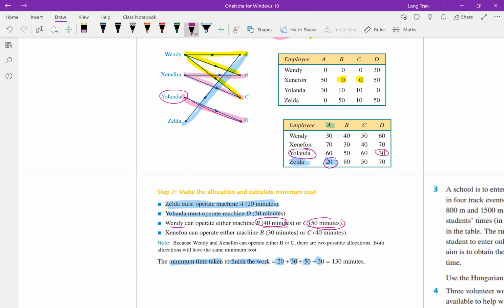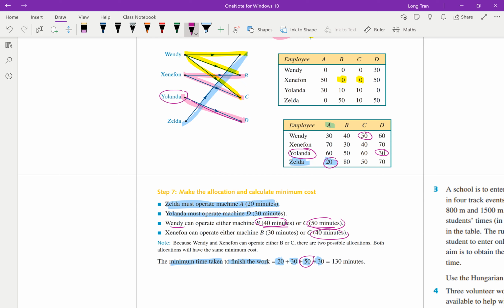Say if you've done 50. Wendy's with 50. That means Xenophon has to now do C. So if Xenophon does C, that's 40. If you add it together, it should still give you 130 minutes. Doesn't matter which one. Okay, so it doesn't matter which one you do, whether Wendy does B and then Xenophon does C, or whether Wendy does C and then Xenophon does B, the answer will still add up to 130. So based on the algorithm, it's worked out the best minimum time.